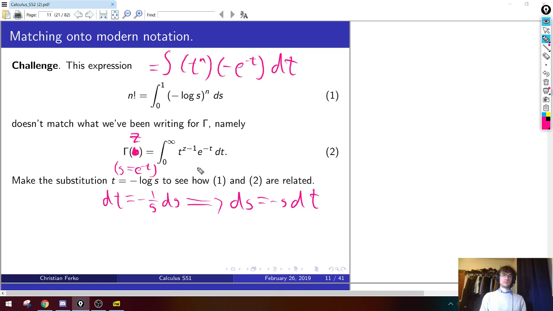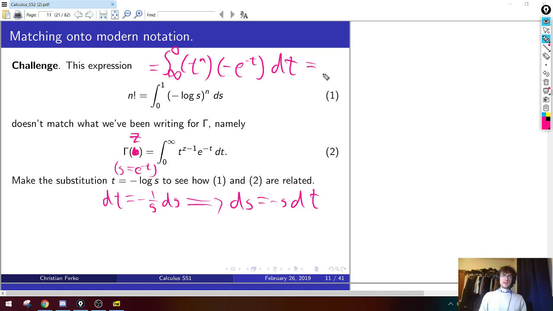Let's see. t equals negative log s. Well, the top one's easier. When s is 1, what happens to t? So, let me see. When s is 1, we get negative 0. Yeah, so 0 at the top. The bottom is going to be an improper integral, an improper bound. So in the limit as s goes to 0, what happens to t equals minus log of s? It goes to infinity. Yeah, so we have an infinity in the bottom bound.